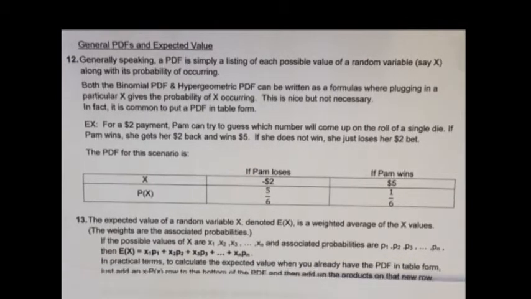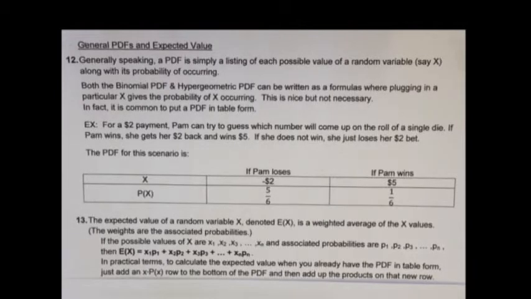Now that formula can be realized in practical terms when you have a table by just taking the table, say this one for instance, and adding an x times p of x row, doing the products in that additional row, and then summing those up. That's all this formula is saying.